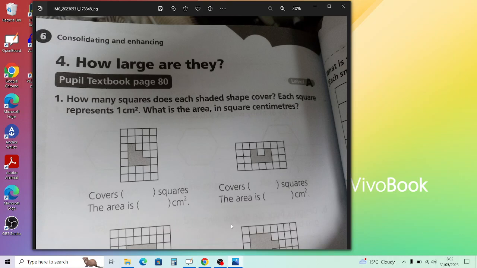Each small square in the diagram represents 1 centimeter square. So again, similar thing, but just remember there's halves. So two of those halves, or two of those triangles, make one square. And then we've got B. What is the area of each of the shapes below?